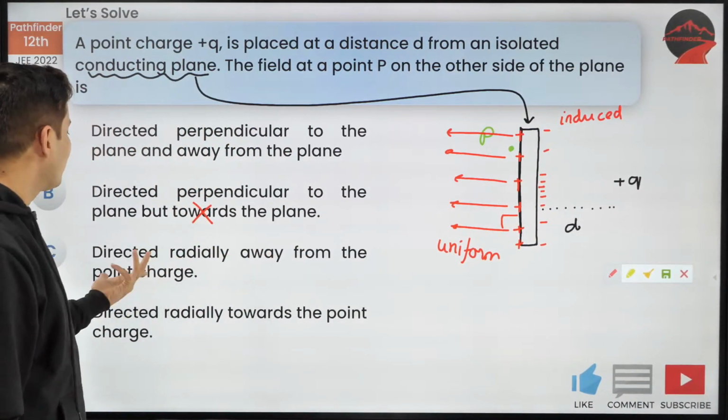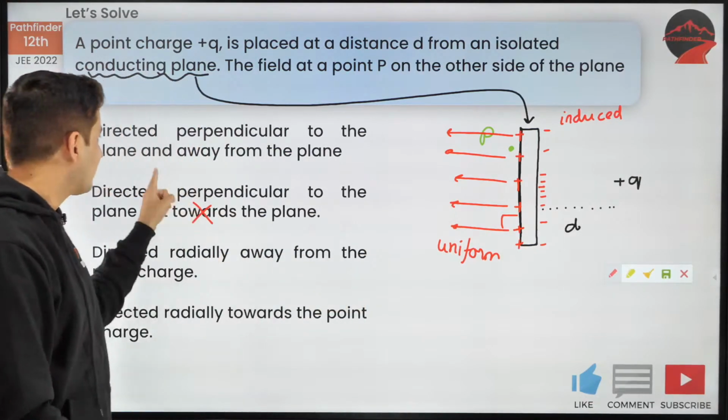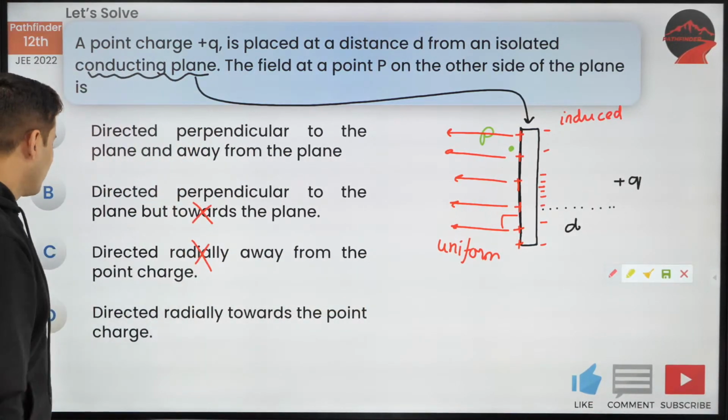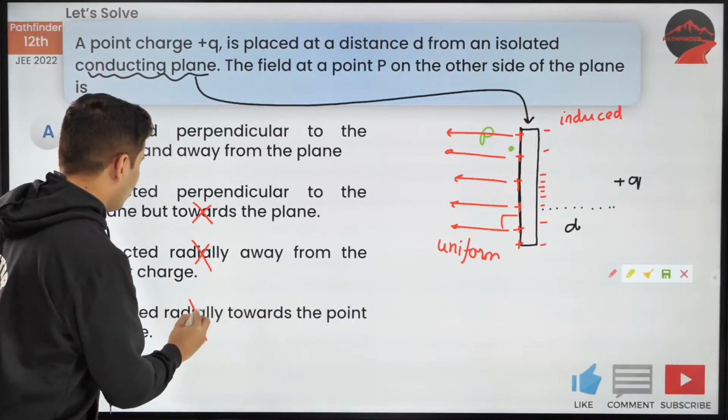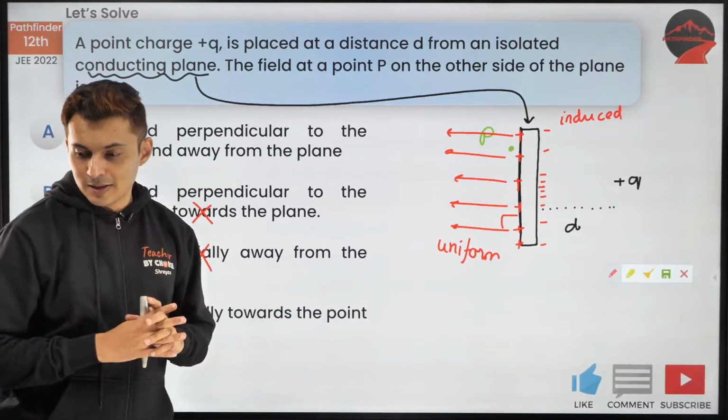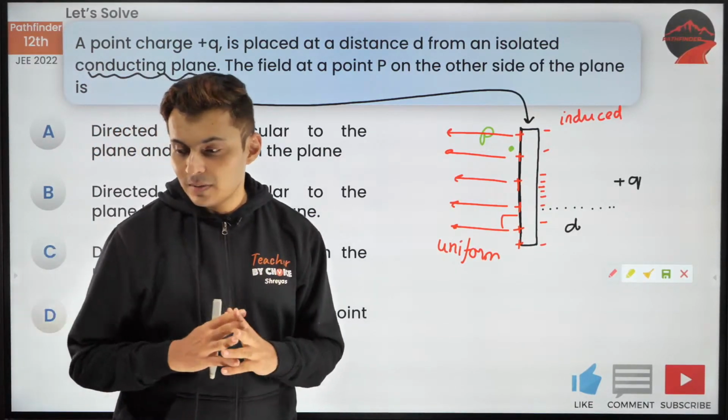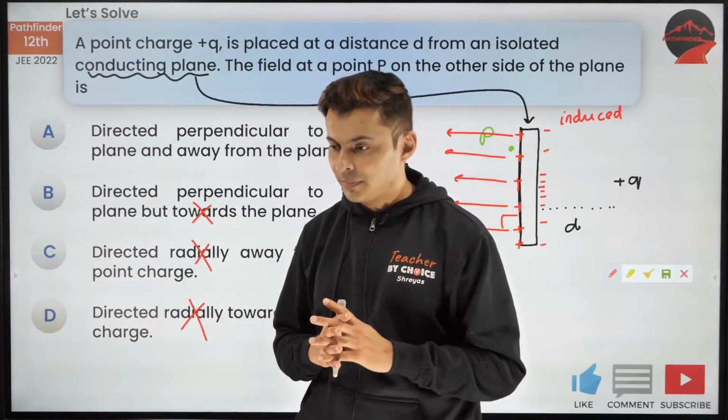Directed radially? No, this is not radially away. This is perpendicular. So that word radially is wrong. Directed radially, again, this word radially is wrong. I hope this is clear. So only A is correct. I hope, Janvi Gowda, you understood why C is not correct.